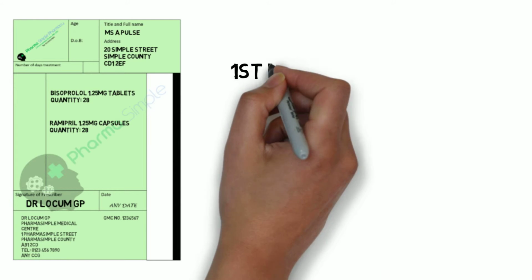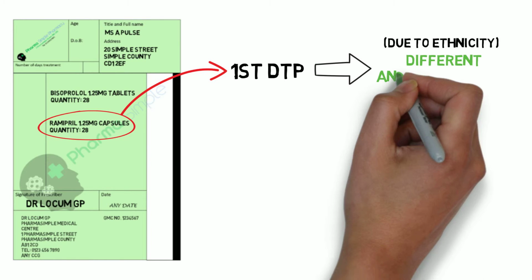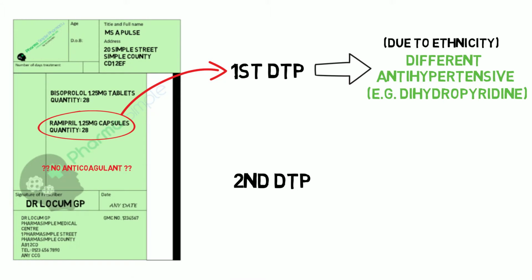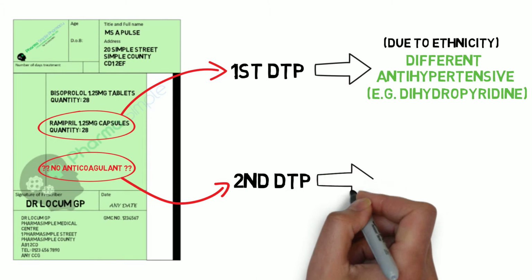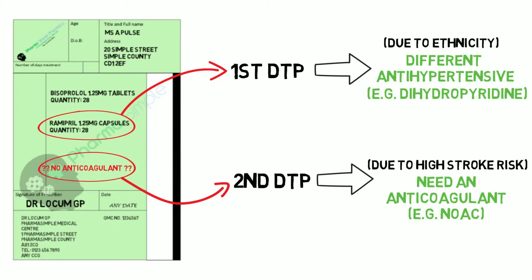Now, after analysing the prescription along with the details provided by Miss Pulse, we discovered our first drug therapy problem. Miss Pulse had been inappropriately prescribed an ACE inhibitor, ramipril in this case, for her high blood pressure. It would have been more suitable due to her ethnicity to give a different antihypertensive, for instance a class of calcium channel blockers known as dihydropyridines. Now, putting the pieces together that the bisoprolol had been prescribed for atrial fibrillation, also known as AF, we came to our second drug therapy problem. Miss Pulse had not been prescribed an anticoagulant, which is especially important as Miss Pulse is at a high risk of a stroke.